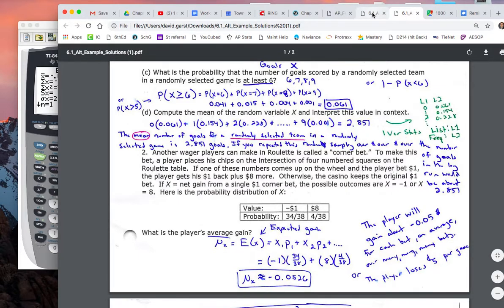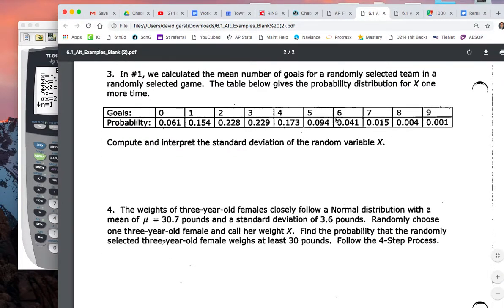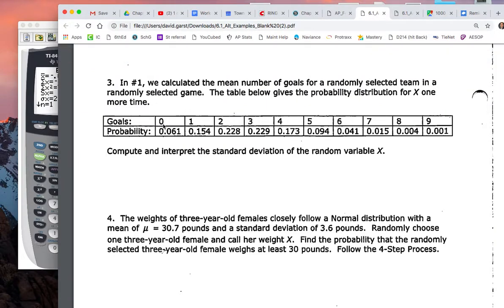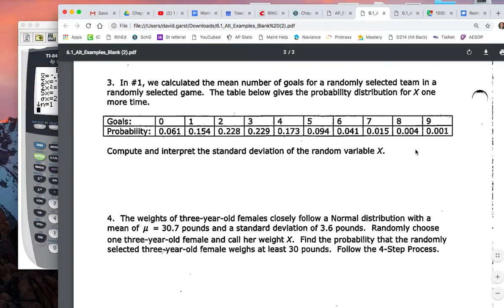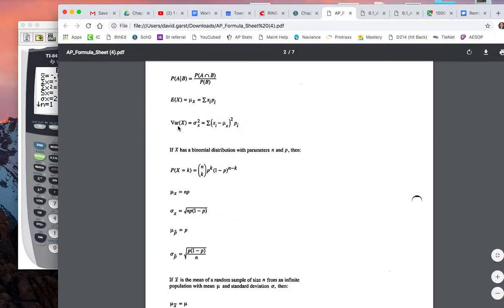All right, now let's look at example number 3. Why don't you take a second to look at example 3? It's the same as the NHL goals from example 1 with 0 up to 9 goals and the probabilities that go there. But this time, instead of finding the average, it says to compute and interpret the standard deviation. Now to find the standard deviation, we need the average. In fact, here's the formula for the standard deviation. It says the variance, which is the standard deviation squared, is the sum of the squared difference of the outcome from the average times the probability.